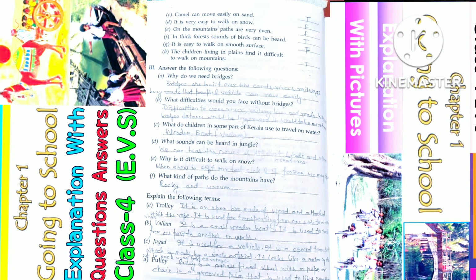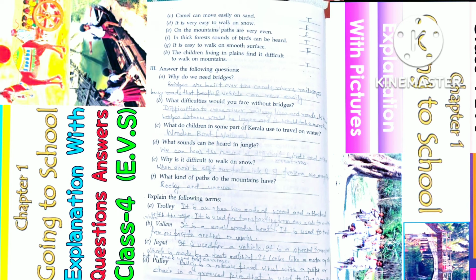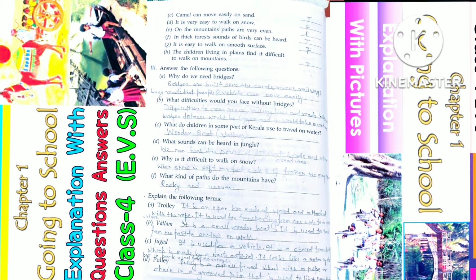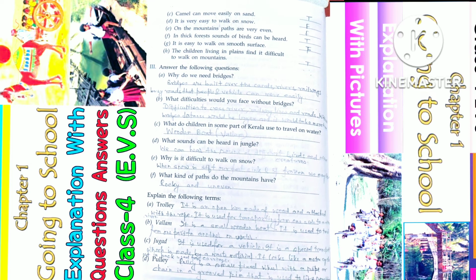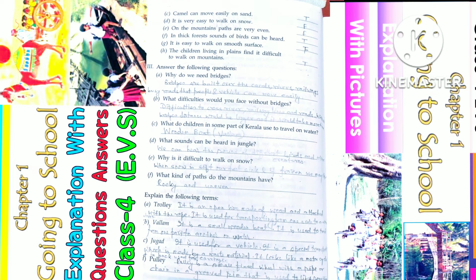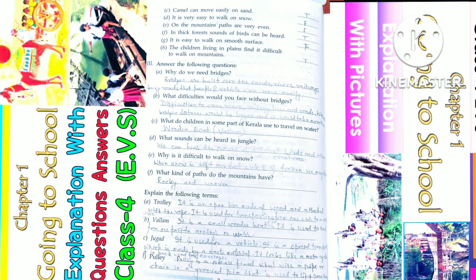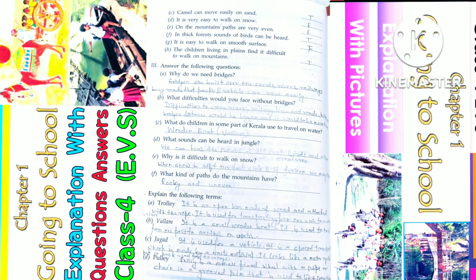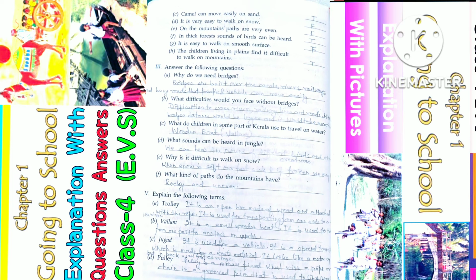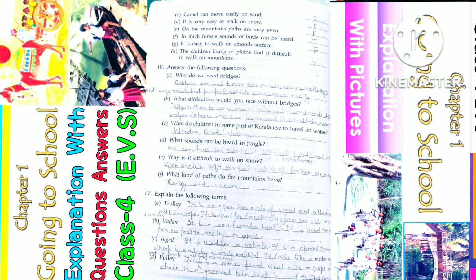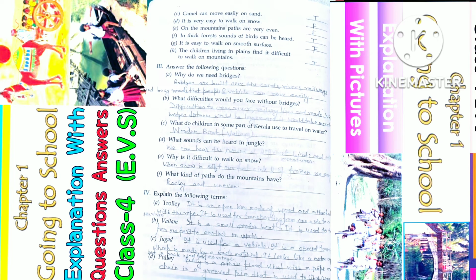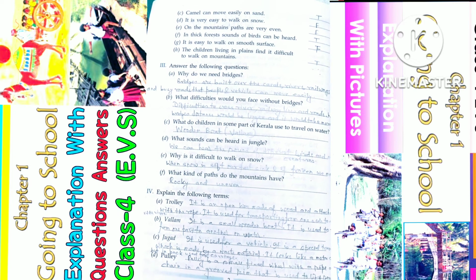Number E. Why is it difficult to walk on snow? Why is walking on snow difficult? When snow is soft, our feet sink, and if frozen, we may slip. That's why it's very difficult to walk on snow. Okay. F. What kind of paths do the mountains have? The mountains have rocky and uneven paths.